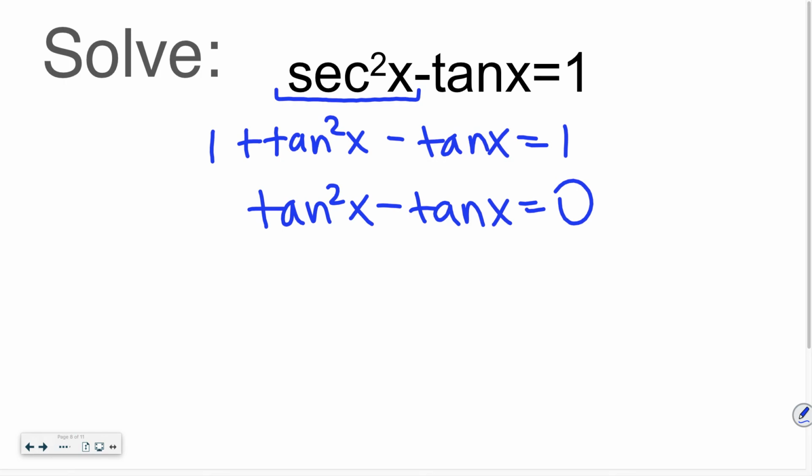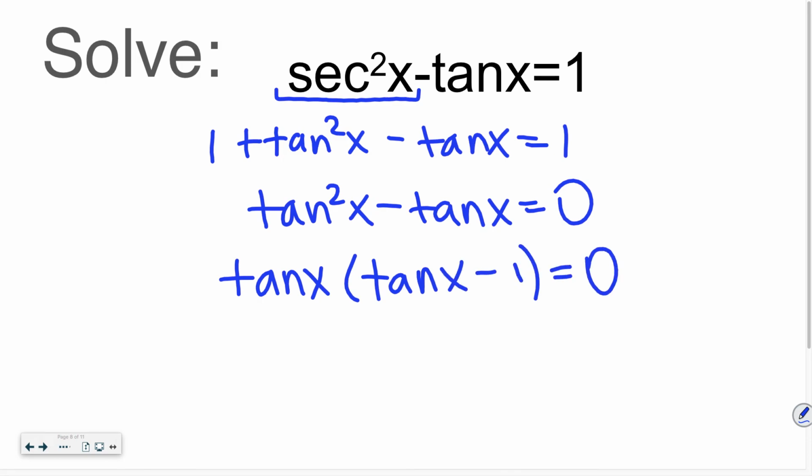Well, that makes it pretty nice, doesn't it? In order to factor, we need to start with the GCF. What is the GCF here? Tangent of x. We don't even have to worry about a trinomial, because we have a GCF, and now we are good to solve each of those factors. We have the tangent of x equal to 0, and we have the tangent of x minus 1 equal to 0.